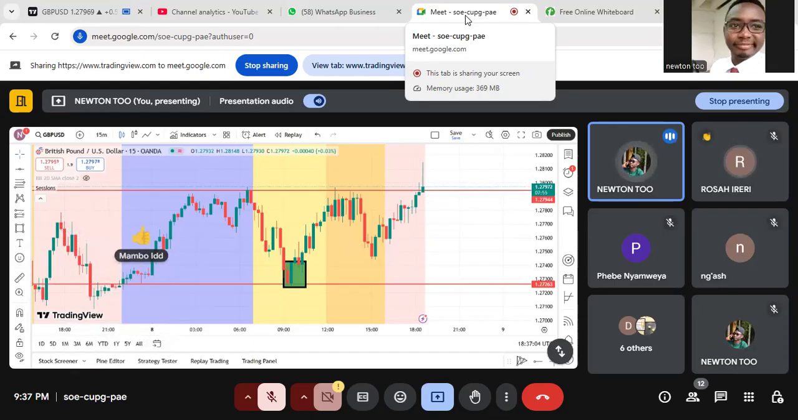Yeah, hizi classes zitakusaidia sana. These classes will really help you guys. It will really help you to understand how to trade, because for us we didn't get this mentorship tukianza forex. We didn't get this mentorship.